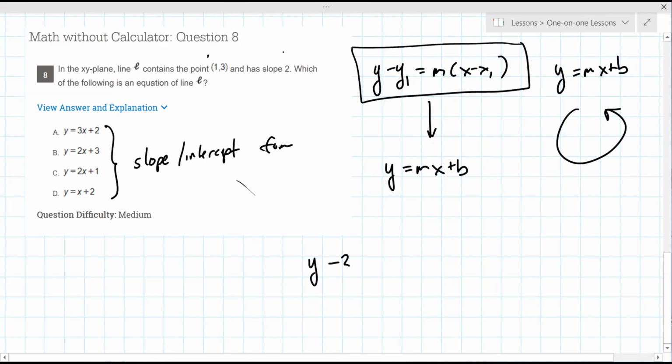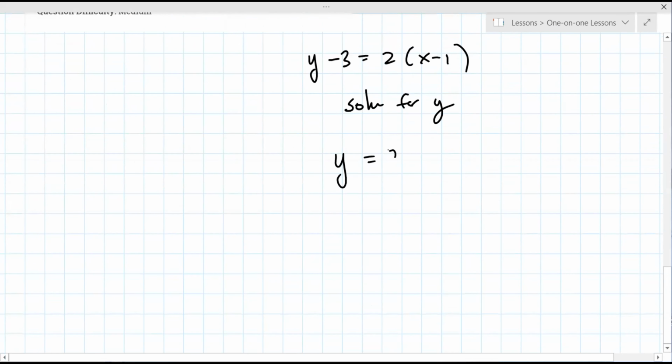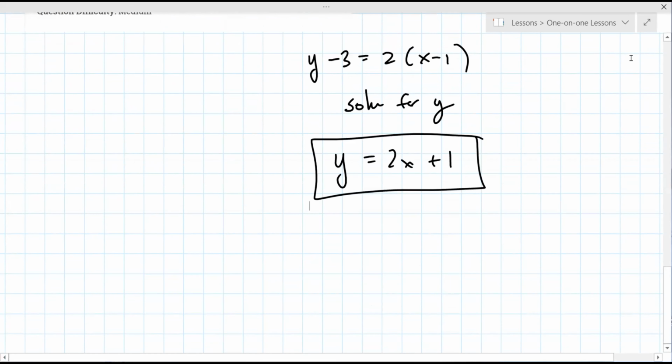So it's y minus 3 equals 2 times (x minus 1). And then all you're doing here is solving for y. Give that a try and see if you can come up with the right answer. Plus 3. Y equals 2x plus 1. Say that one more time. Y equals 2x plus 1. Yes, because it's minus 2, add 3, plus 1. That's your correct answer here.